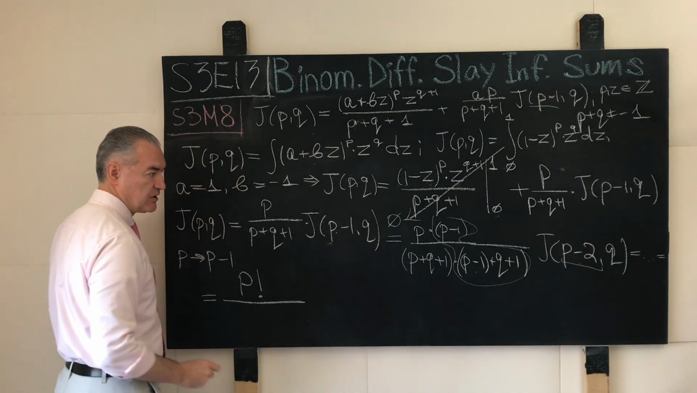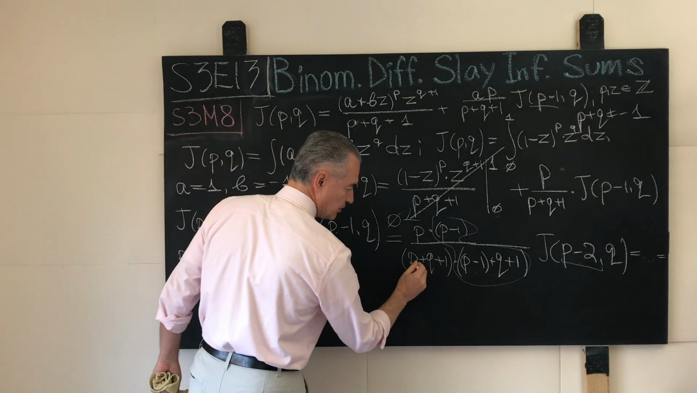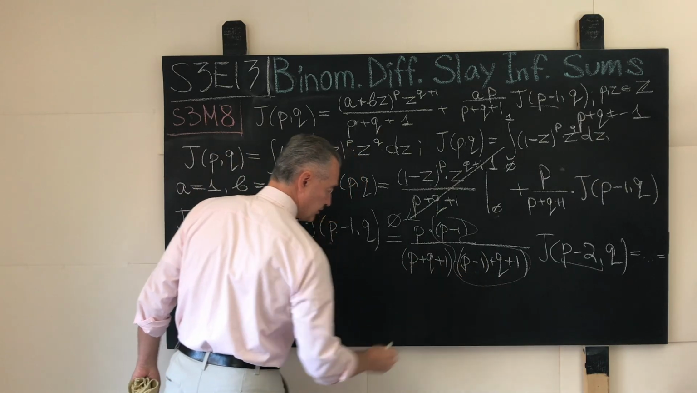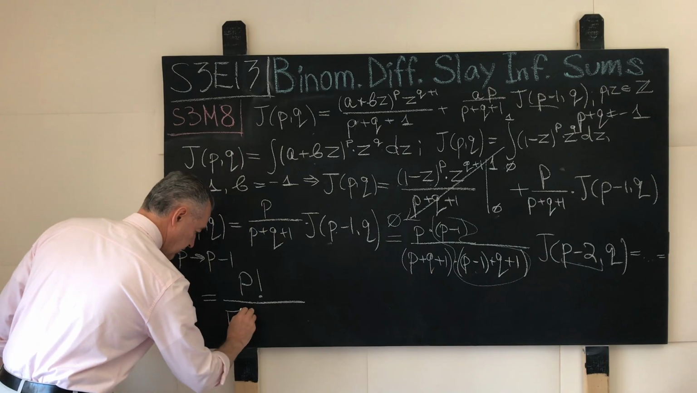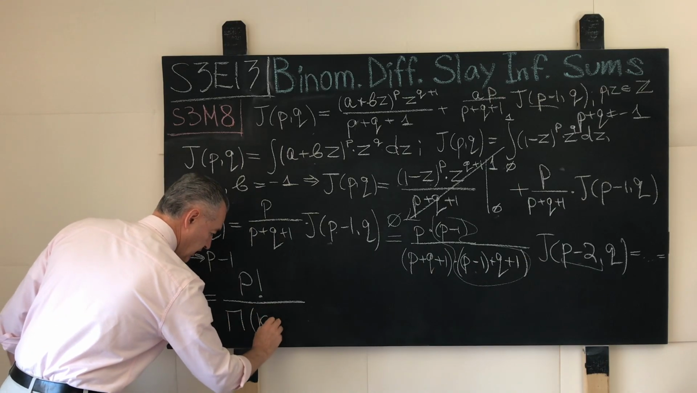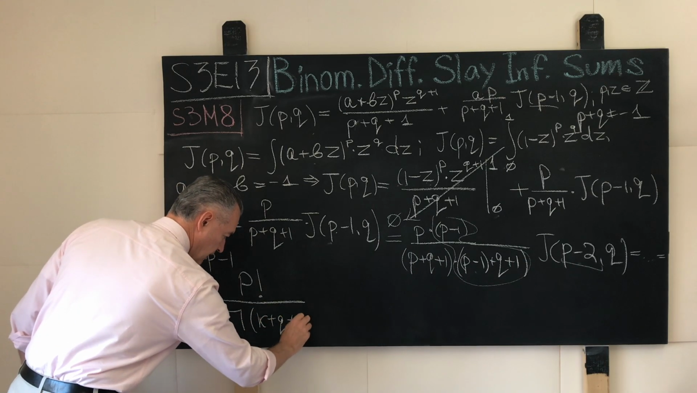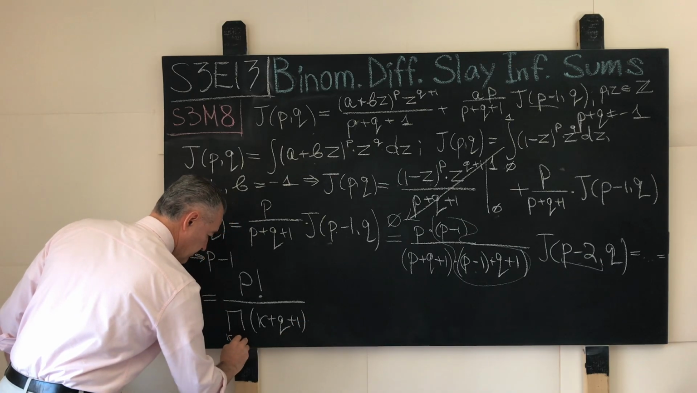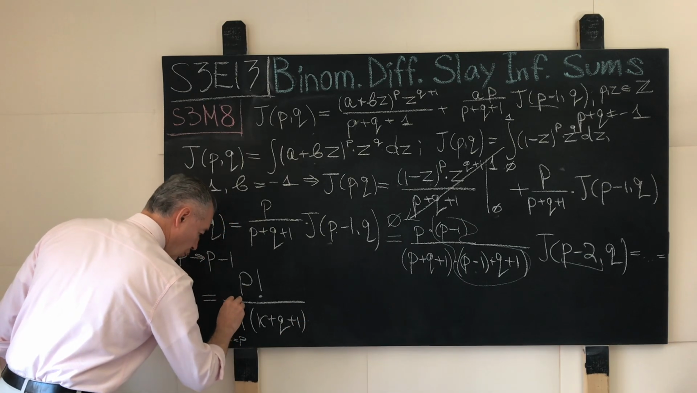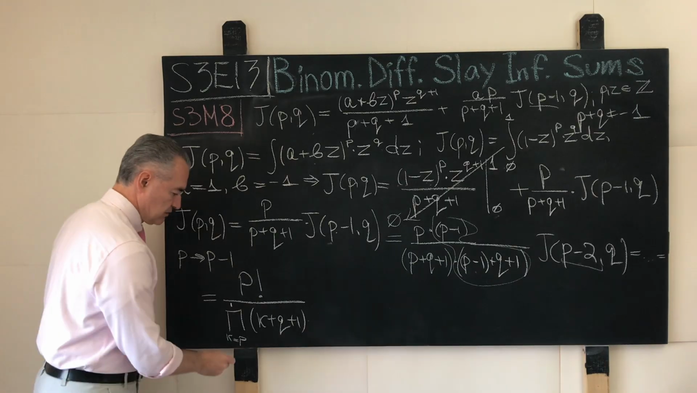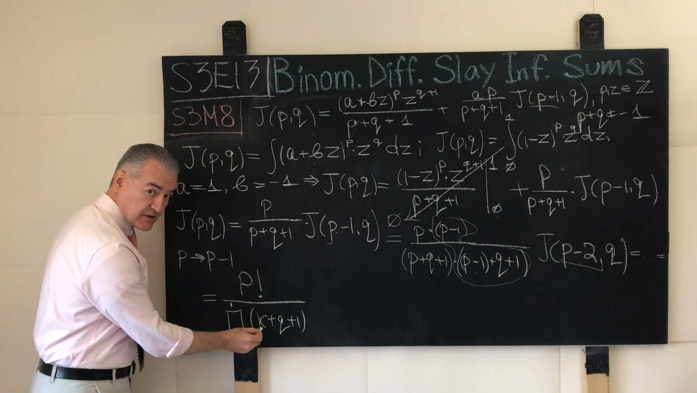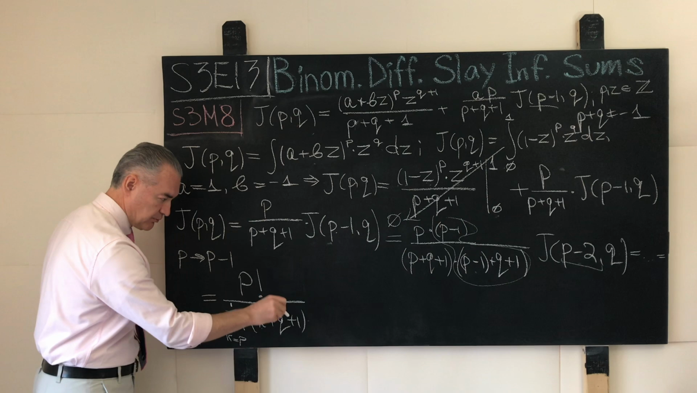What will we have in the denominator in this case? Well, look at this. We run p down all the way. So how can we capture this symbolically? Well, this will be the product of k plus q plus 1, where k varies from p to 1. You see, where k varies from p to 1, we step it down.